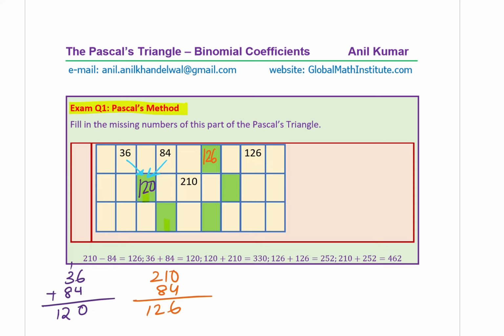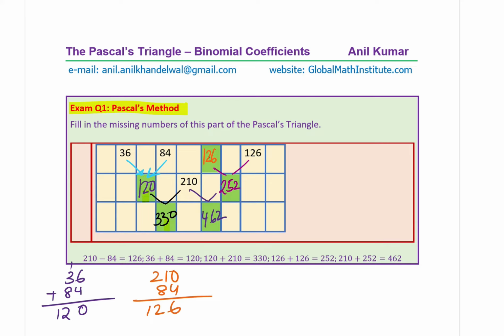The next number here will be the addition of these two, 126 and 126. When you add, you get 252, correct? And then follow with more addition of the numbers before, and that is kind of a practice for you. So 210 and 120 will give you 330. Similarly, we can get the next number by adding 210 and 252. So that gives you 462 as the next number. So that is how you're going to get the answer.